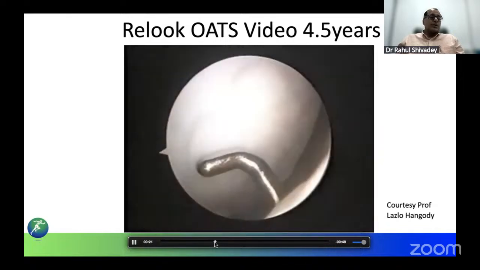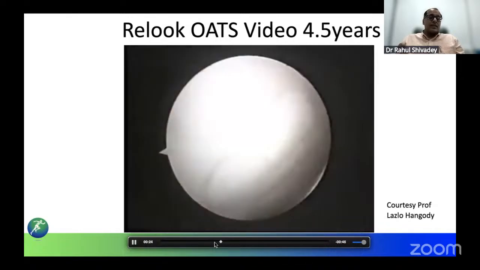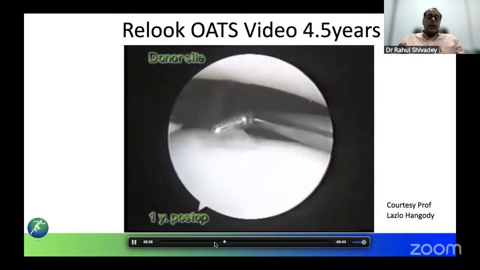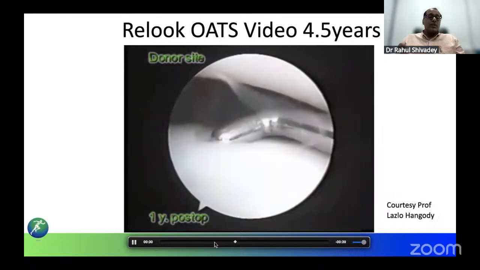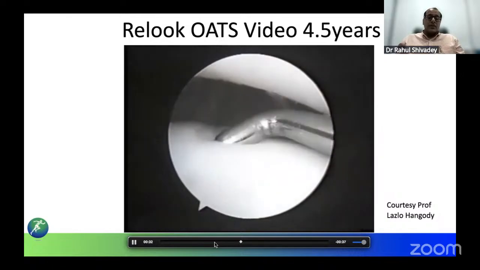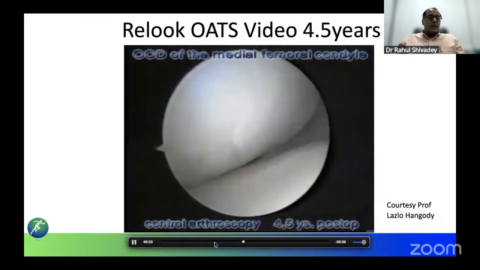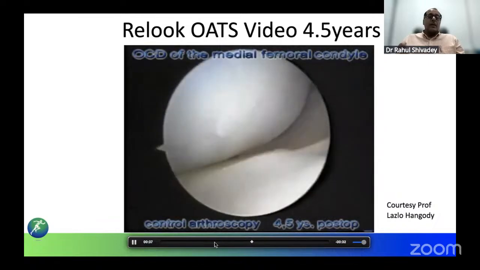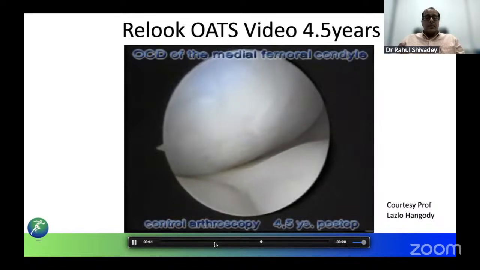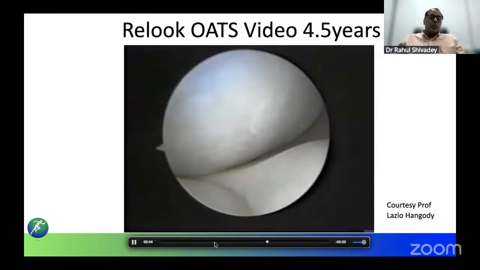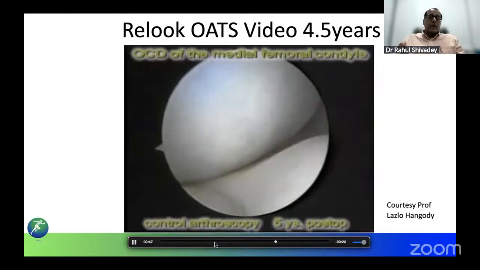This was, I think, a 3.5 centimeter square lesion. And if you look at the harvest site, you can see that there are no chondral changes on the patellar surface also. And this harvest site is filled with a lot of fibrocartilage. Usually what I'll do is, from the recipient site, I will use the bone plug. I'll cut the bone plug and put it back into the graft harvest site.